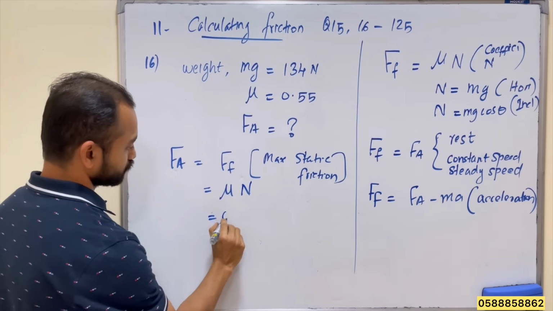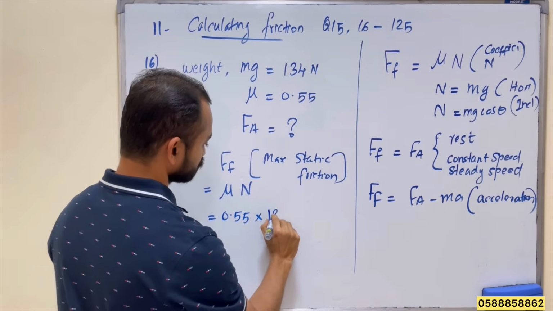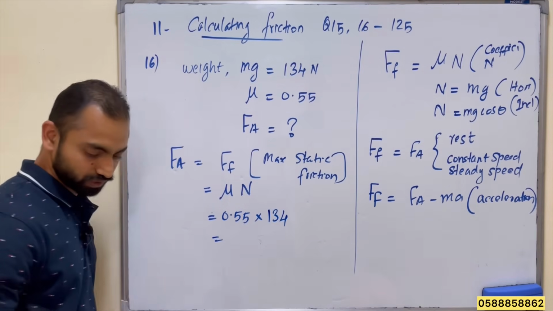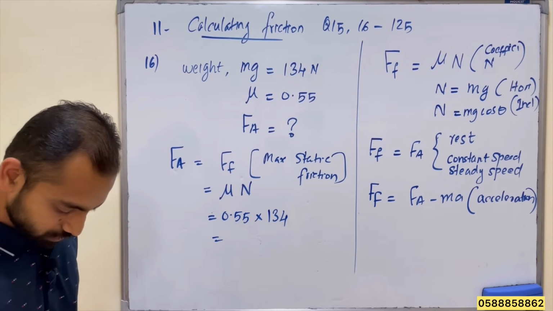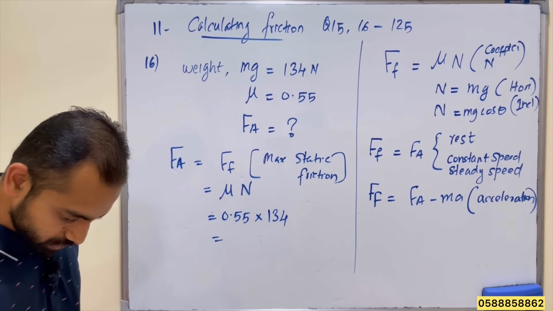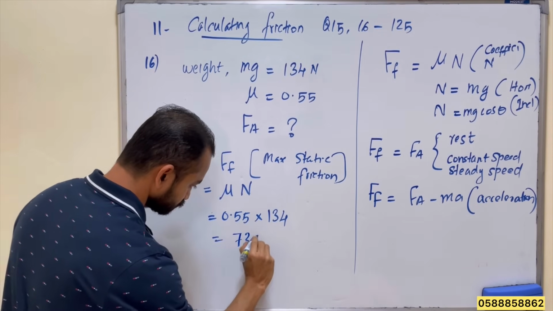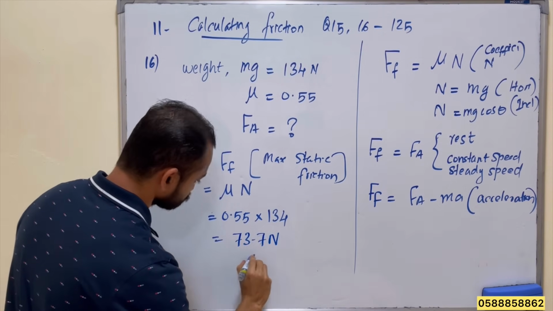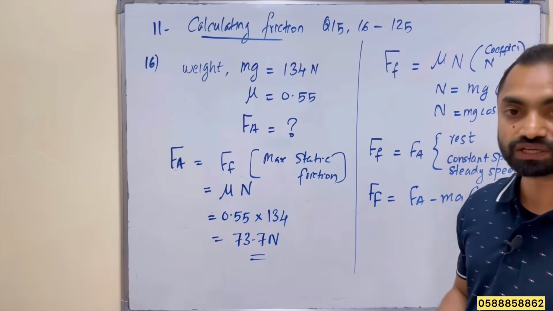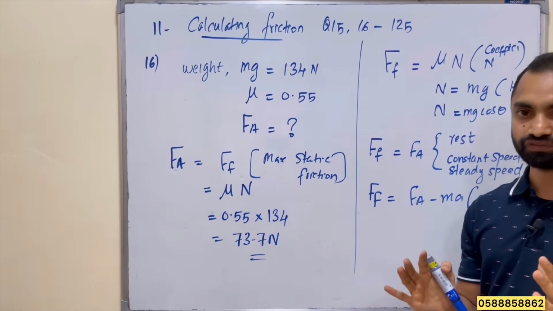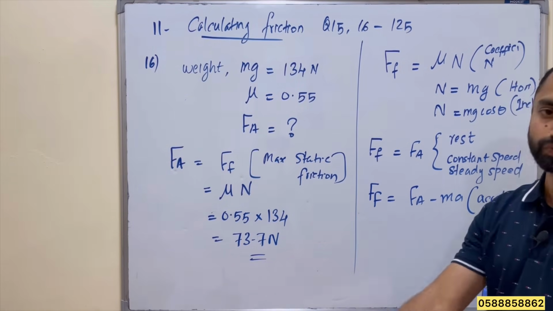So the coefficient of friction is 0.55, just substituting the values. Normal force is 134, that is equal to the weight of the object. So 0.55 multiplied by 134 equals 73.7. So 73.7 Newton is the applied force, meaning that much force you need to apply to make that object start moving.